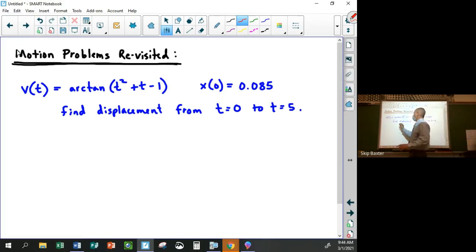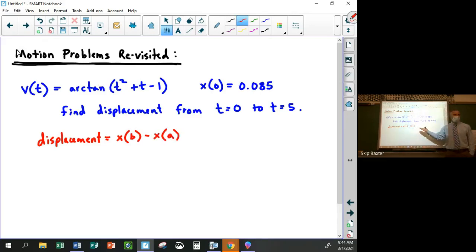Generally the displacement formula is the change in position, right? So displacement over an interval is just the position at B minus the position at A. It's just change in position. That's it. So we can get that in a couple ways here. We can use FTC part 1 to find x of t. This is like an initial value problem. We could do that, but it would be a little bit time consuming.